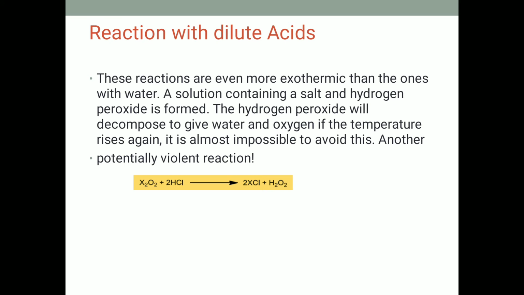Reaction with dilute acid. These reactions are even more exothermic than ones with water. A solution containing a salt and hydrogen peroxide is formed. The hydrogen peroxide will decompose to give water and oxygen if the temperature rises again. It is also impossible to avoid this. Another potentially violent reaction.